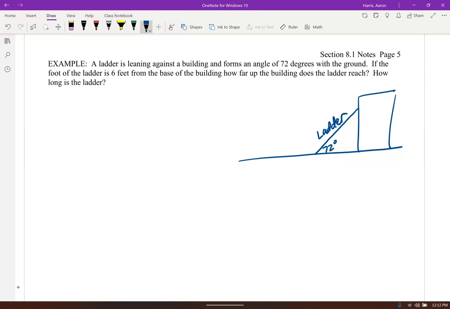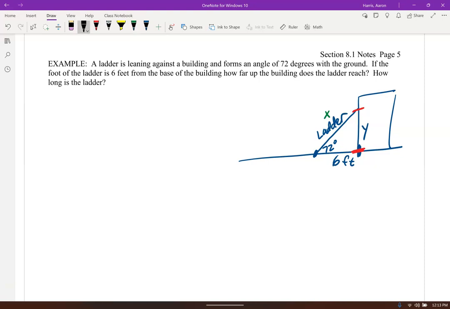At the foot of the ladder, so right here, the foot of the ladder is 6 feet from the base. Here's the base right there, right? 6 feet from the base. So I'm 6 feet away from the base of the building. So let's call this y. How far up, from here to here, the building does the ladder reach? In other words, and how long is the ladder? Let's call this x. We're answering two questions. We want to solve for y. How far does it reach up the building? And we want to solve for the ladder, right?